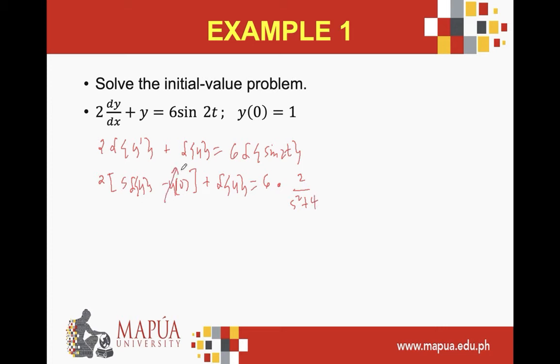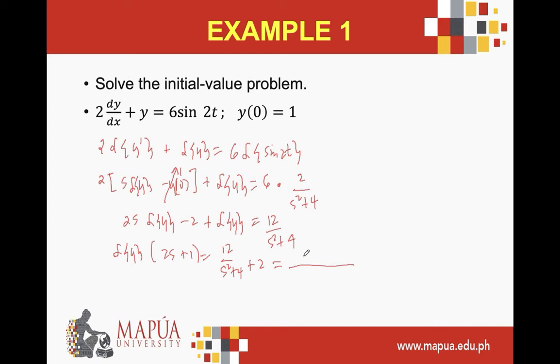Then apply now the initial condition. This is equal to 1, so we get here 2s times the Laplace of y minus 2, plus the Laplace of y, equals 12 over s squared plus 4. Now solve for the Laplace of y. Factor out: you have 2s plus 1 here, and then transpose this one, so I get plus 2, and then combine. This is 2s squared plus 8 plus 12, which is 20.